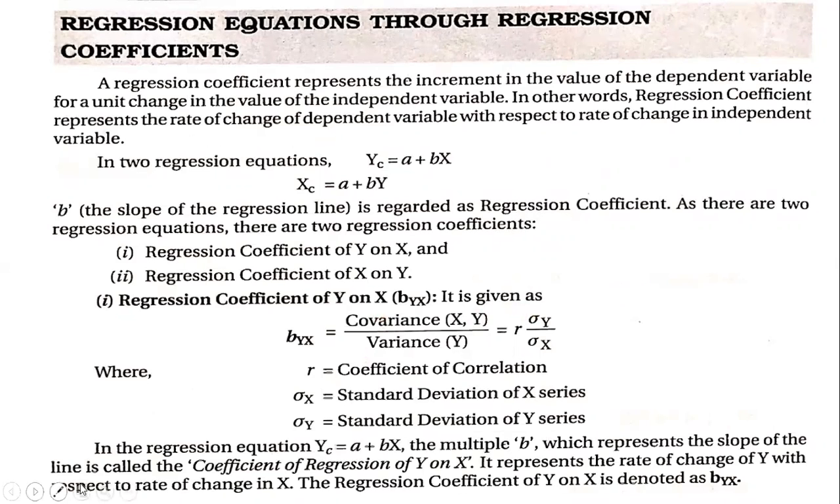Okay, now moving further, in the regression equation yc is equal to a plus bx, the multiple b, which represents the slope of the line, is called the coefficient. Repeating the same thing, the coefficient of regression of y on x represents the change of y with respect to change of x. So whatever slight changes happen in x and y are seen here, and it is denoted by byx.